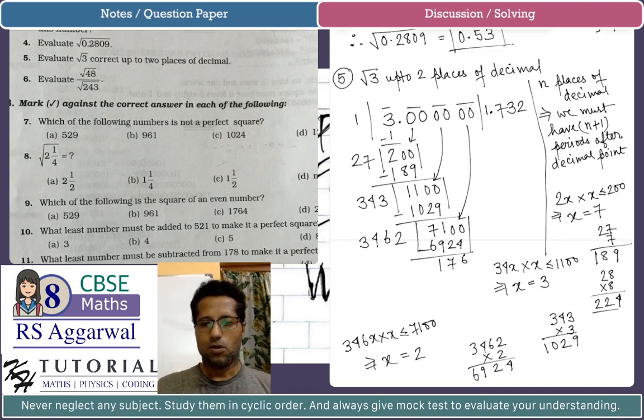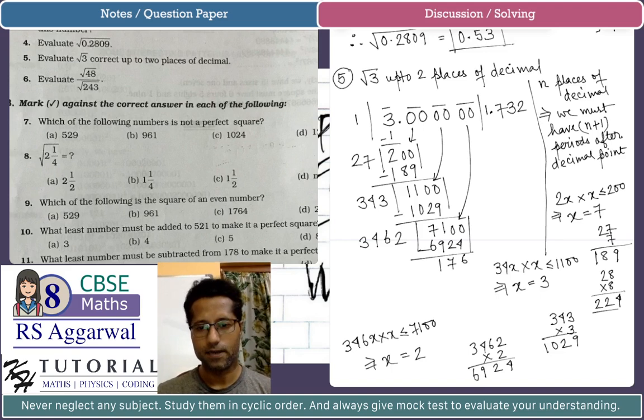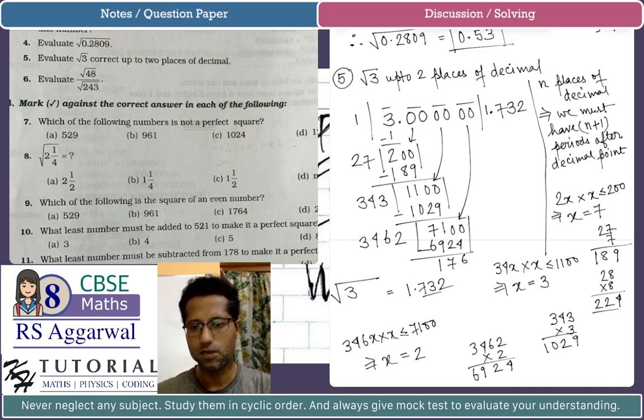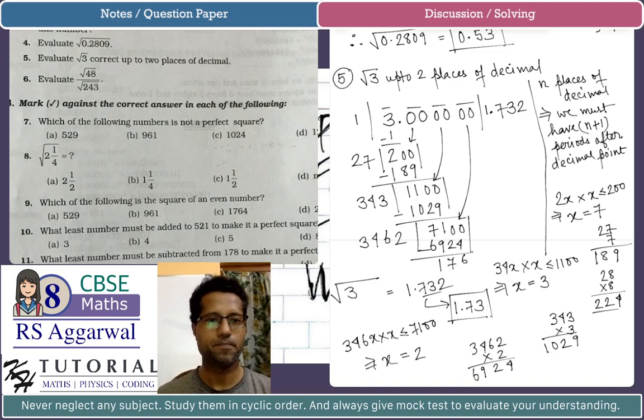The remainder is 176. So at this stage we can stop the long division method, and we see that the square root of 3 is coming out to be 1.732. We have been asked to find the square root up to 2 places of decimals, so we will consider only the 2 places after the decimal point. So the final answer is 1.73. The square root of 3 up to 2 places of decimal is 1.73.